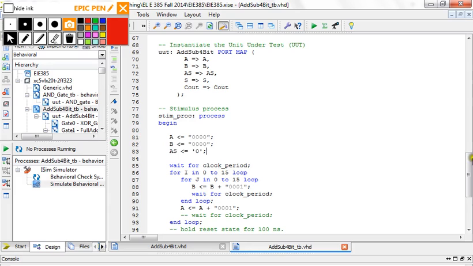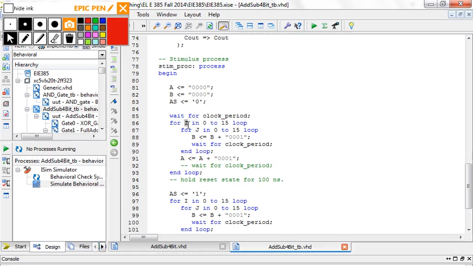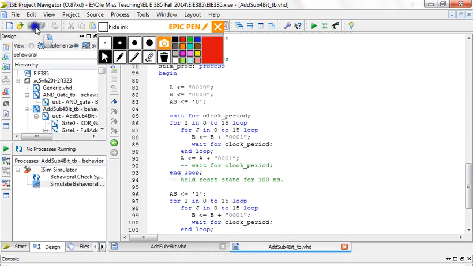So I initialize, waiting for a clock period. Now, this variable is just there to count; as long as it doesn't match any of the variables in your component, it's fine. You can use whatever, but if I used I here, that would be a problem. So here I'm looping from 0 to 15, and I'm incrementing B by 1. This goes from 0 to 15, and as we just found out from overflow, this will just go back to 0. So this tells me to do a test where I'm doing all possible outcomes. So it's 15 times 15, so 225.